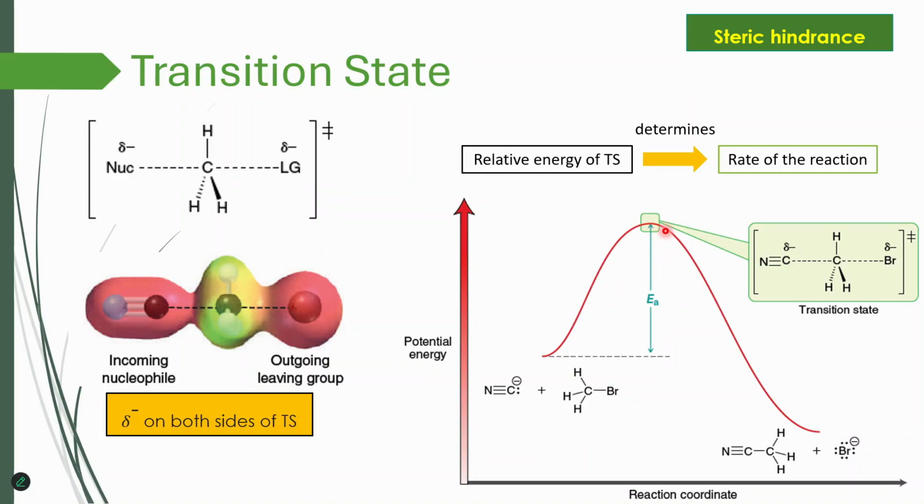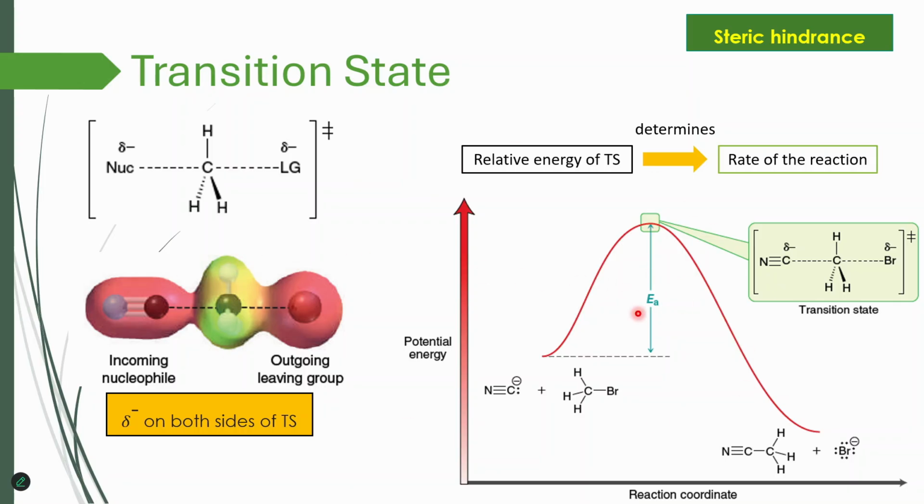Because the energy of the transition state is already high. We have a pentavalent carbon, and we have densely electron-dense regions on both sides of the transition state. But we don't want other alkyl groups attached at the alpha position, because that would make the energy of the transition state even higher.